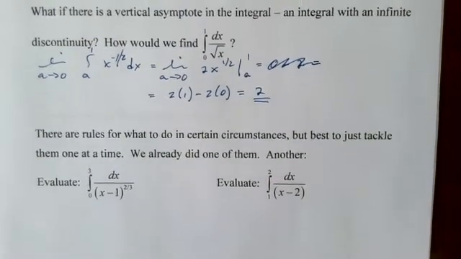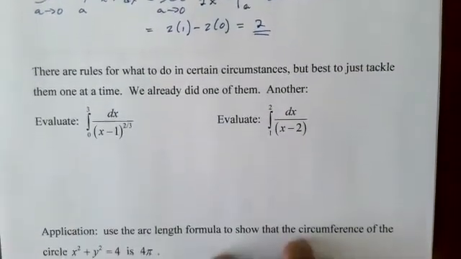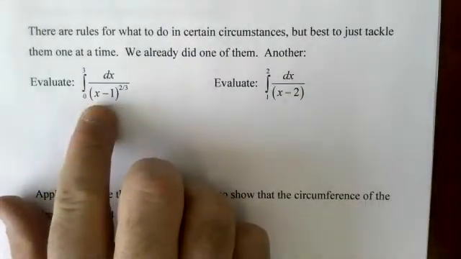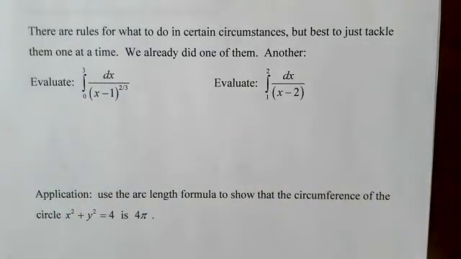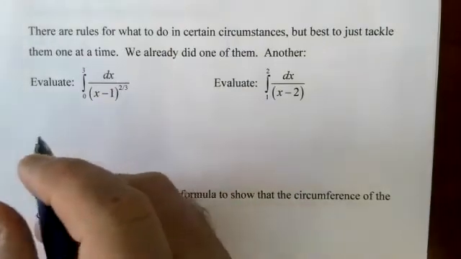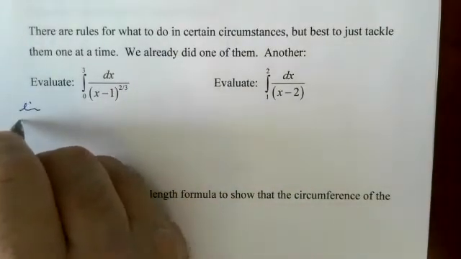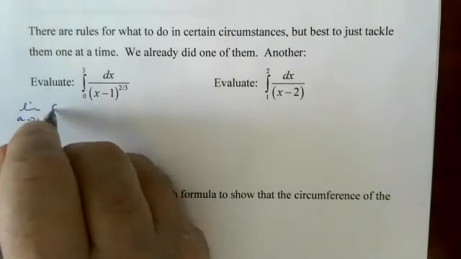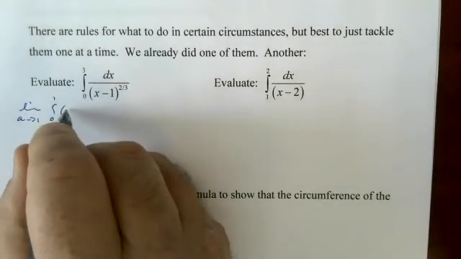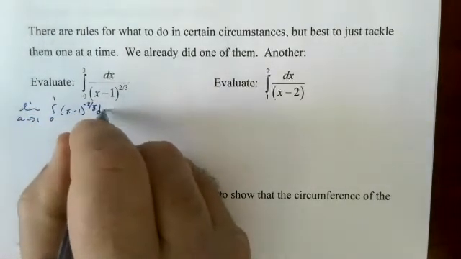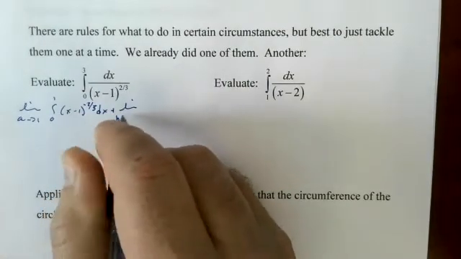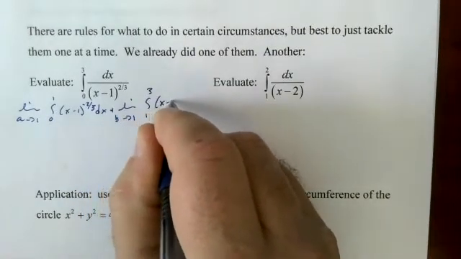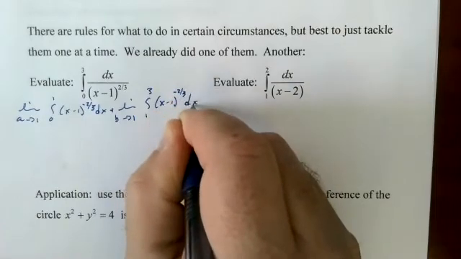So what do we do in certain circumstances? Well, let's tackle these rules one at a time. We just did one of them. Let's do another one. Here's an asymptote at 1, so we're going to break this into 2 pieces. Limit as a approaches 1, 0 to 1, x minus 1 to the negative 2/3 dx, plus limit as b approaches 1, 1 to 3, x minus 1 to the negative 2/3 dx.